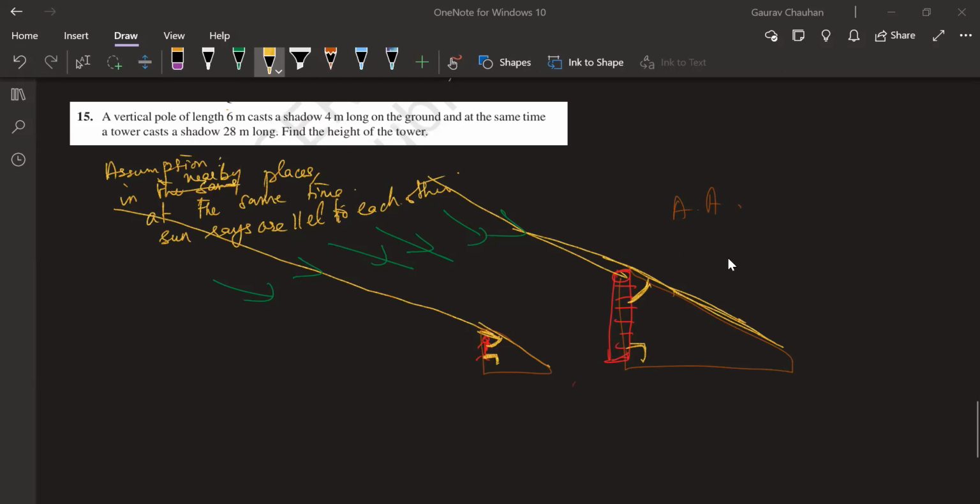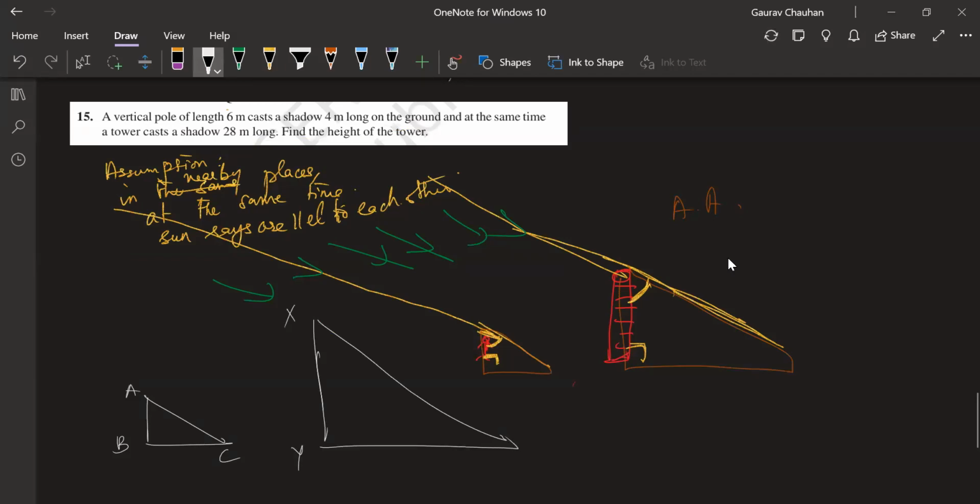So we are going to make the assumption that in nearby places and at the same time, sun rays are parallel to each other. We are going to draw this diagram now. This is the vertical pole. Let AB be the vertical pole, and let this one be our tower, XYZ. AB is 6 meters, XYZ is 28 meters. The shadow is 4 meters for the pole.